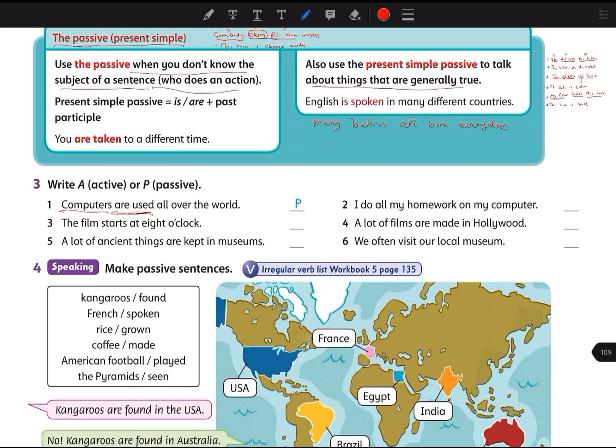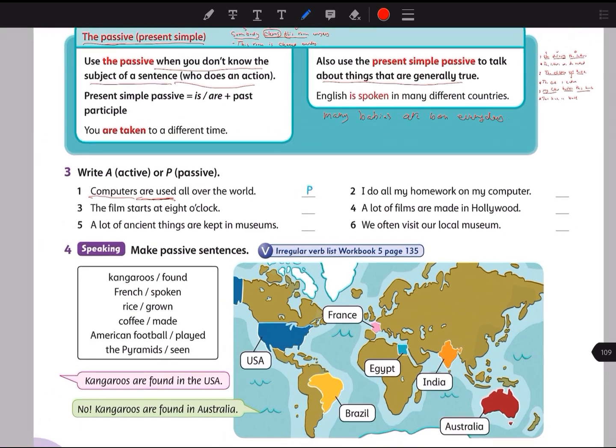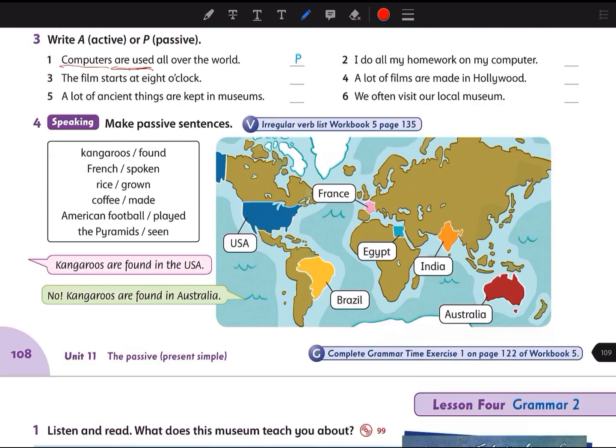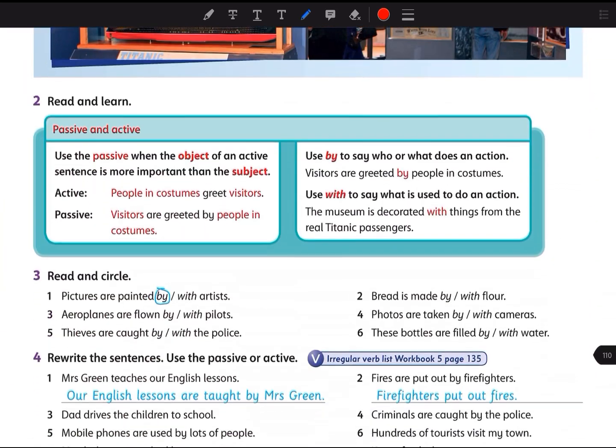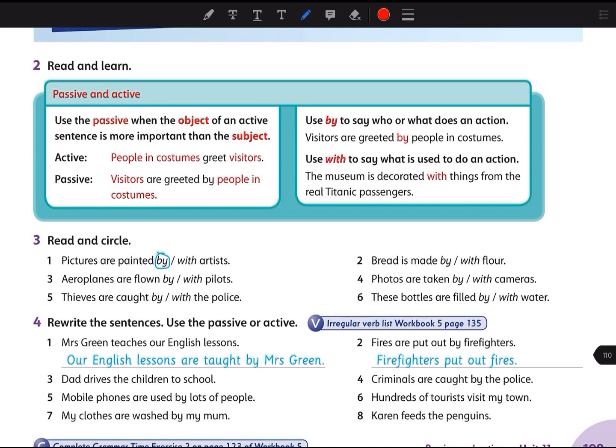The other is for you. Please do it. It's homework. I hope you understand the topic. There is one more small note that we have to notice here. We use passive when the object of an active sentence is more important than the subject. In a case where we don't care about the subject of the sentence, the important thing is the object. In this case, we use the passive form.